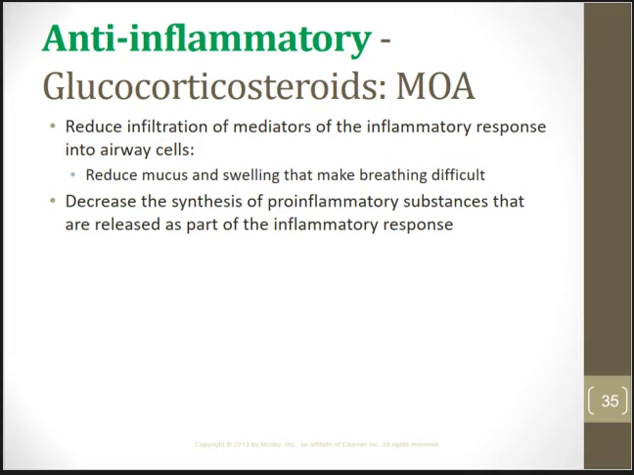So the first ones we're going to talk about are the glucocorticoids. They reduce infiltration of the mediators of the inflammatory process into the airway cells, so they reduce mucus and reduce swelling that makes it difficult to breathe. They stop that inflammatory process. Mucus is a result of the inflammatory process. They decrease the synthesis of the pro-inflammatory substances, the prostaglandins, that get released in that inflammatory response.